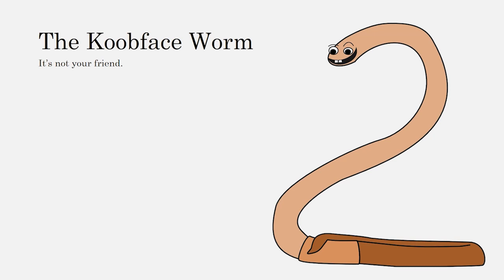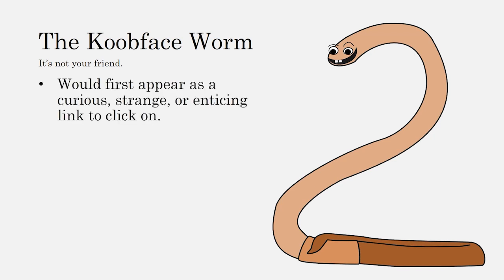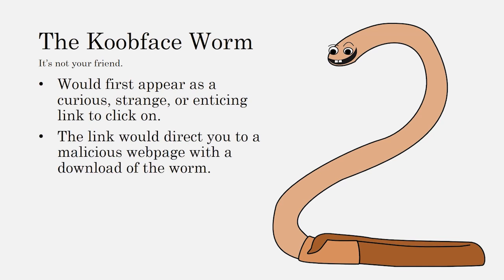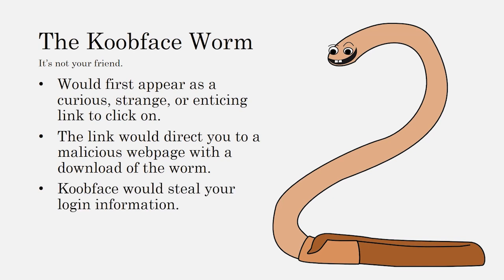For example, a worm called Kubeface that spread on Facebook appeared in 2008. Kubeface would first appear on one's Facebook feed as a curious, strange, or enticing link, something that was apparently posted by a friend. But when a user clicked on the link, the user would be directed to a website with either a drive-by download of the Kubeface worm or with a Trojan horse that disguised the Kubeface software as a safe file download. Once a user downloaded Kubeface from either of these two methods, Kubeface would use keylogging software to steal the user's Facebook credentials.